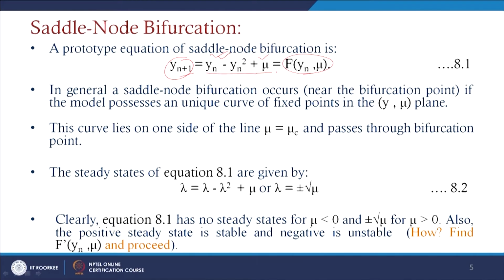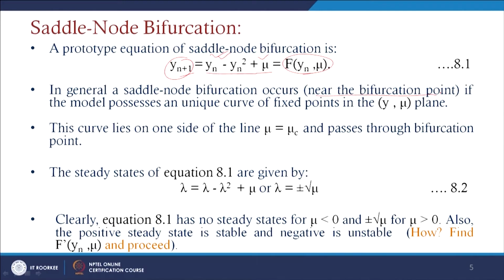In general, a saddle node bifurcation occurs near the bifurcation point. As I already told, when the system behaves theoretically differently at a point, that point is called the bifurcation point. And if the model possesses a unique curve of fixed points in the y-mu plane, then we can find these bifurcation nodes.